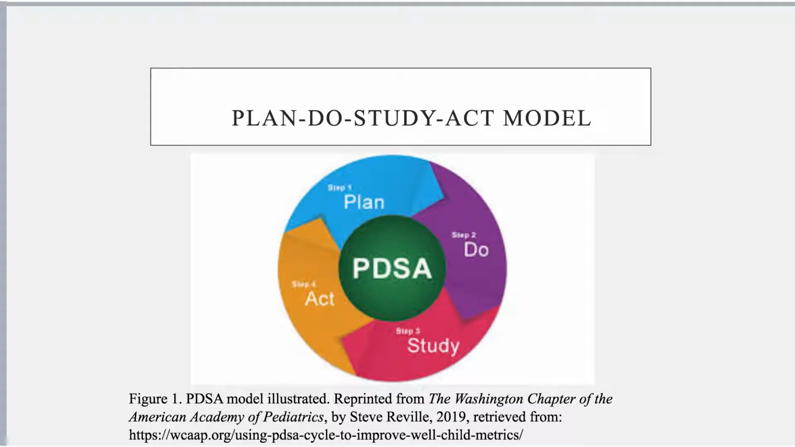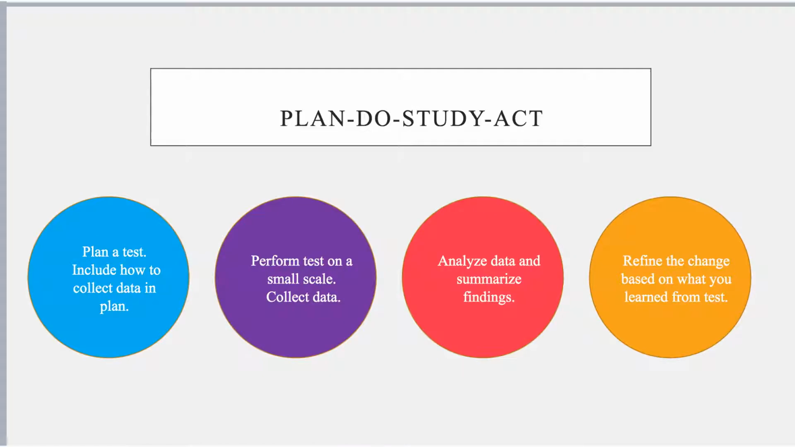The Plan, Do, Study, Act model is a 4-step tool used for quality improvement that can be easily applied to healthcare. This tool is simple and straightforward. The first step of the PDSA model is the plan phase, where an intervention is planned to be tested, and also data collection methods should be included in the plan too.